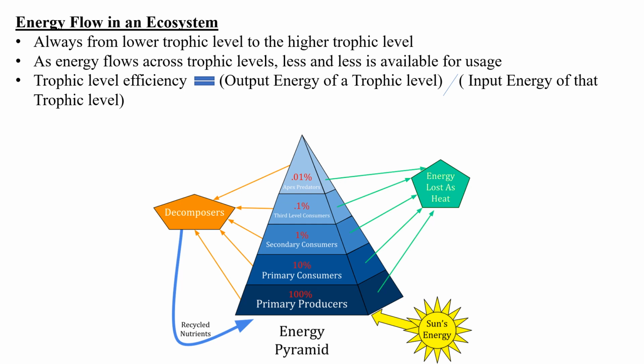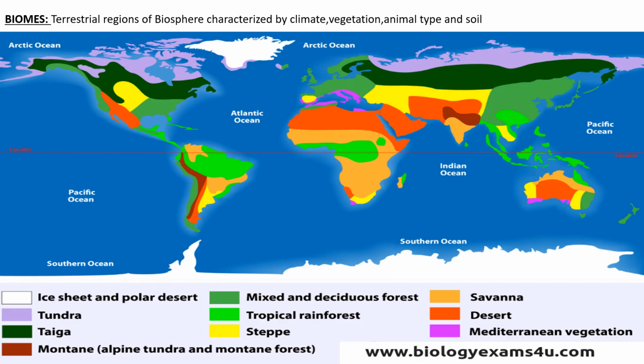Moving on, the next concept is something called a biome. It's nothing but a bigger version of an ecosystem. Biomes usually occupy large areas and are characterized by specific types of vegetation, climate, and animals. Let's discuss briefly some important biomes. I'll discuss tundra and taiga biomes here.